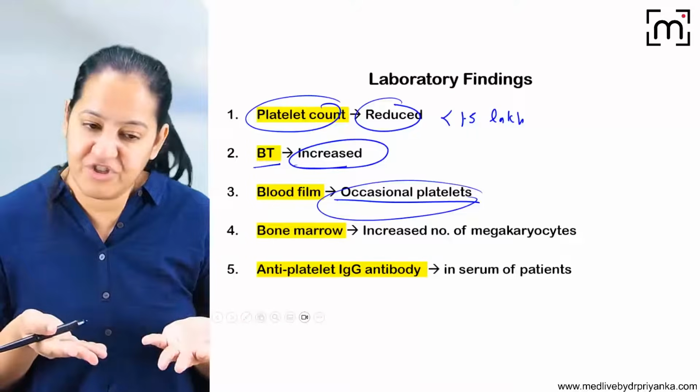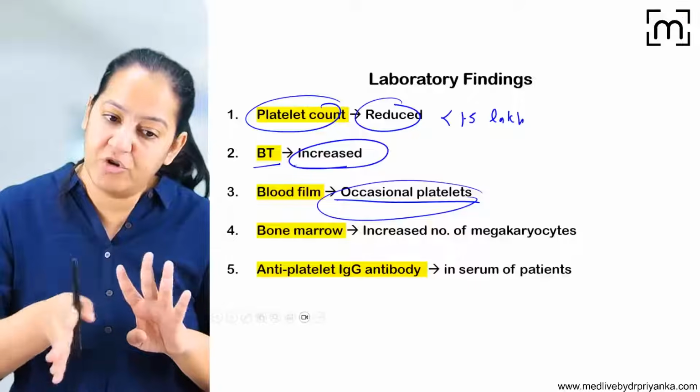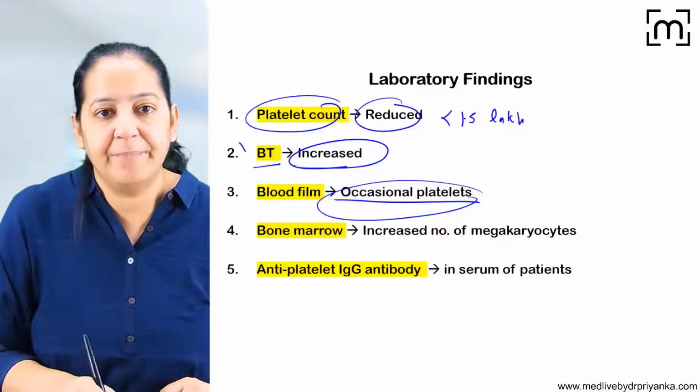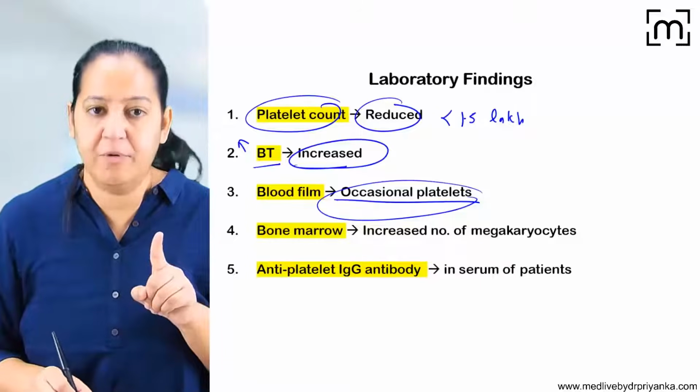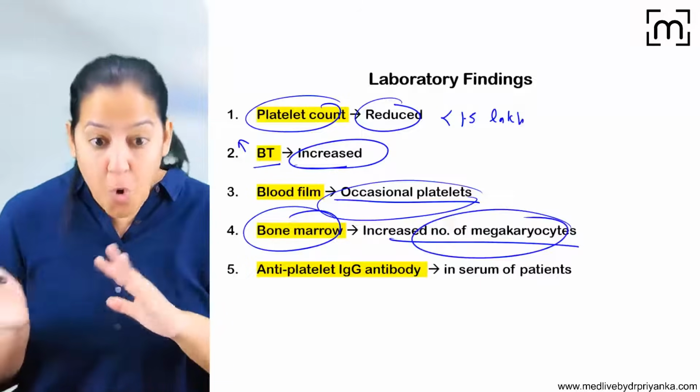In my blood, not enough sufficient platelets, so this area will not be sealed, primary clot will not be formed. I will continue to bleed for longer period, more than 5 minutes. So here BT will be prolonged. You check the bone marrow of such patient, you will get excess of megakaryocyte to compensate.